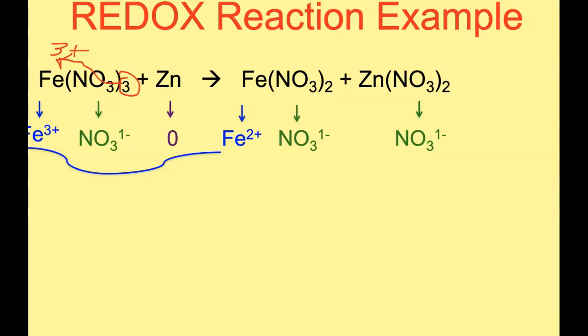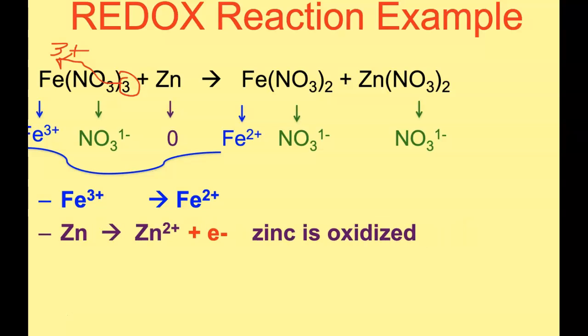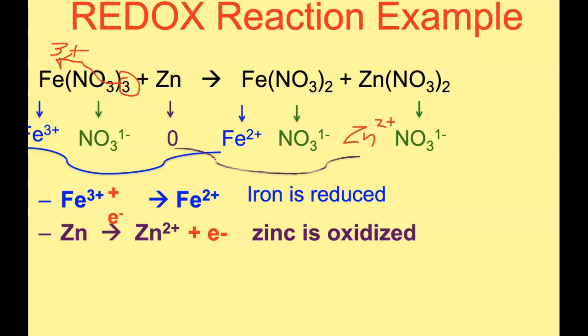And so if I look at Fe from reactant to product, I can see that my charge has been reduced. And if I look at my zinc, I see, oh, wait a second, zinc went from 0 to a 2 plus, obviously. And so zinc has been oxidized. So that means that iron has been reduced. So that's how we do those types of equations.